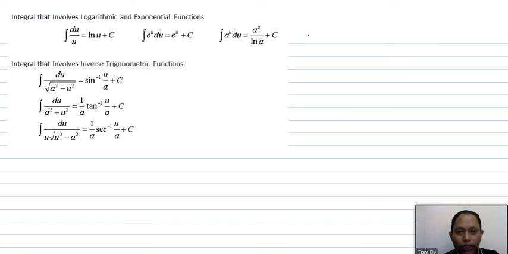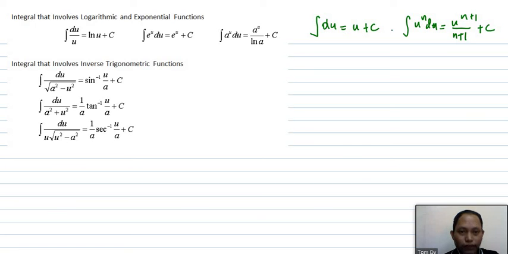Take note, we have the integral of du, which is equivalent to u plus c, and then we also have the formula, the integral of u to the n du is equivalent to u to the n plus 1 over n plus 1 plus c. So we have this formula for our definite and indefinite integral. Now we will proceed with the integral involving logarithmic functions.